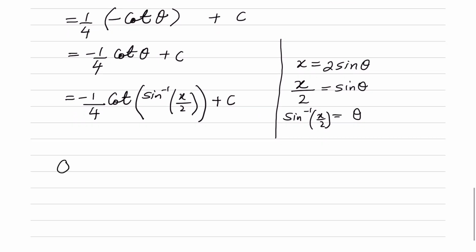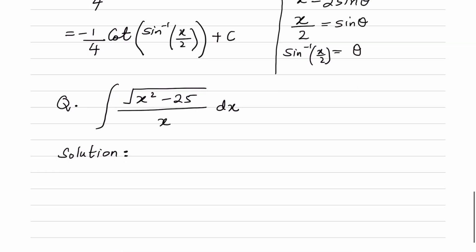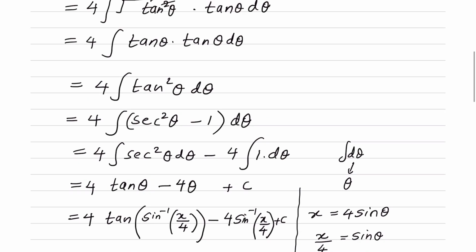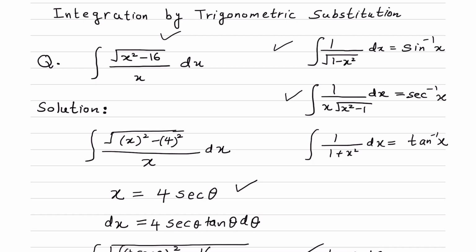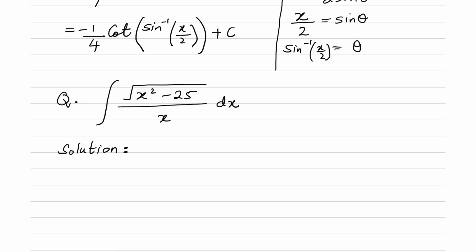Let's attempt one more question. By trigonometric substitution, we have to solve the integral of square root x square minus 25 divided by x dx. We will have to see that this integral has similarity with one of the three formulas given on the right hand side. Let's look at the question again. Our given question involves the square root, and inside the square root you have the variable square first.